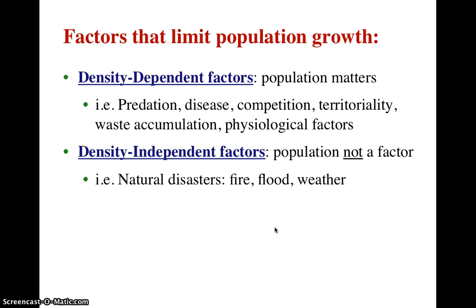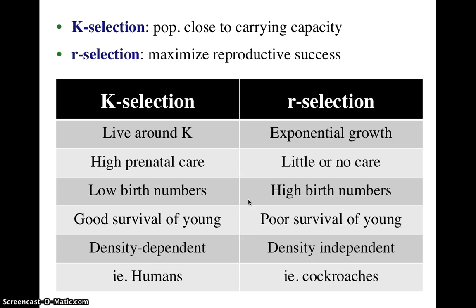Okay, so density independent, density dependent. One has to do with the population itself, the other one doesn't. Now, think of these two as a quote unquote strategy of how animals raise their offspring. K selection, R selection. Let's talk about K selection first.